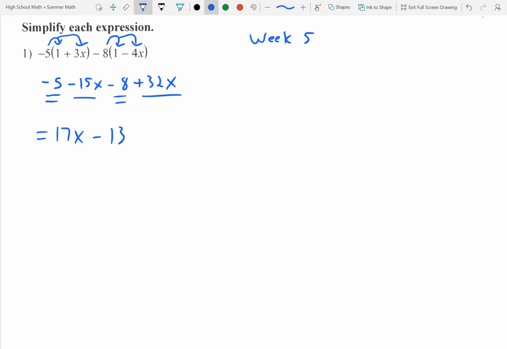Technically what we should do is change our subtractions to additions. So this minus 15x becomes a plus a negative, and this becomes plus a negative, and then we can use the commutative property to rearrange and then combine our like terms, but we will end with this result. You can see 32x plus a negative 15x would be a 17x. Negative 5 plus a negative 8 will be a minus 13.